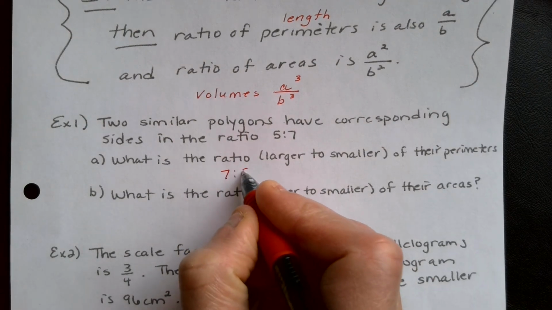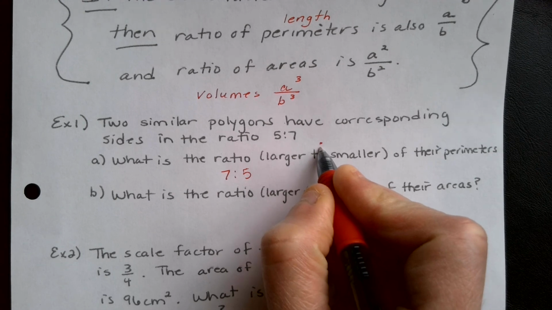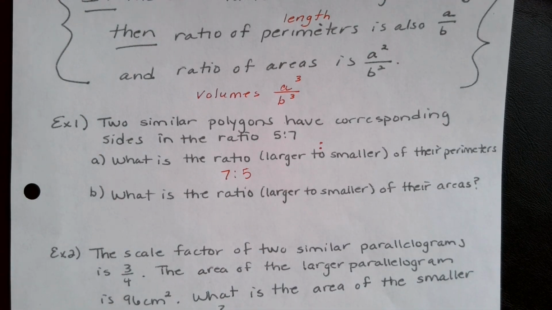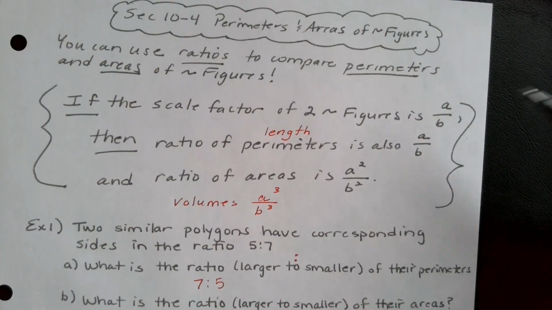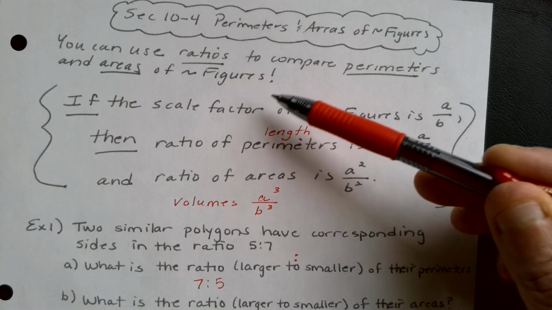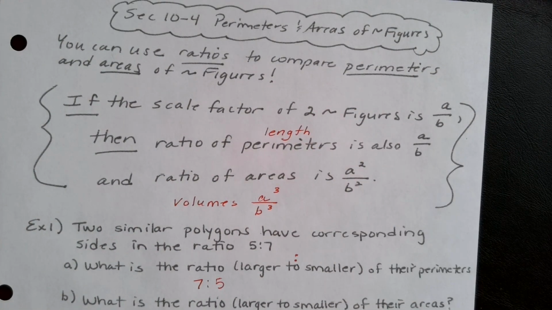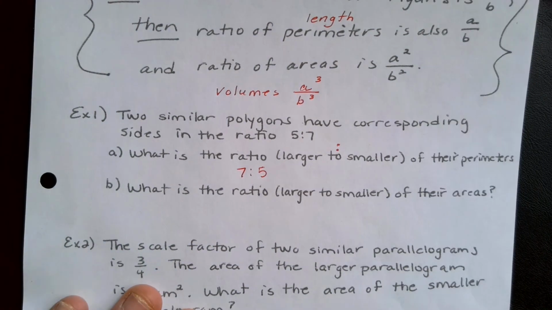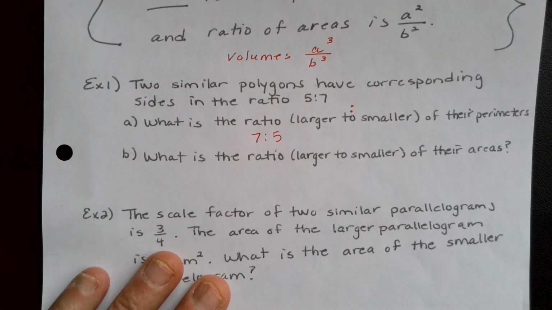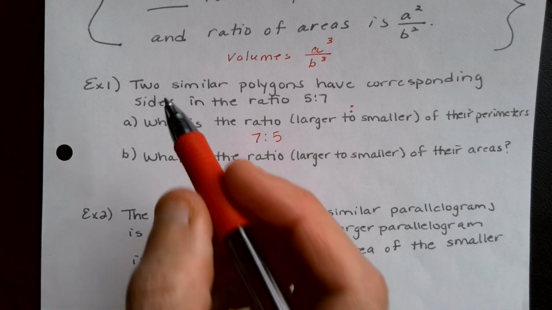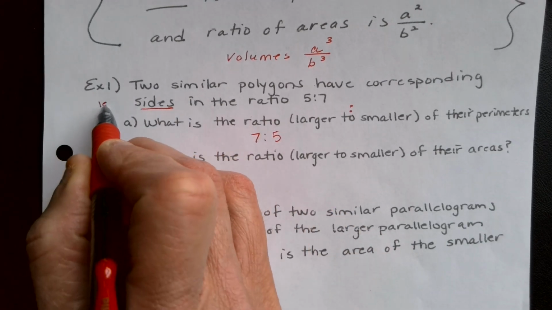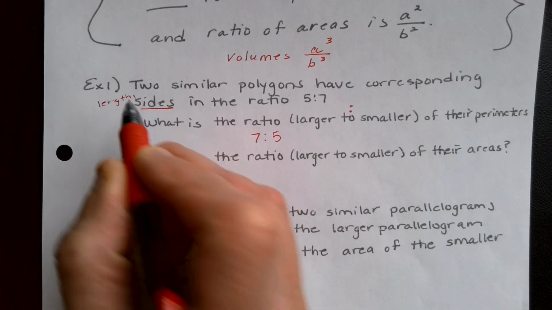Hopefully you said 7 to 5. First of all, it said larger to smaller. And their perimeter ratio, as we said above, is the same as their scale factor. So the scale factor we got when we talked about sides. Just notice this is lengths. This is how you can kind of keep this all straight.